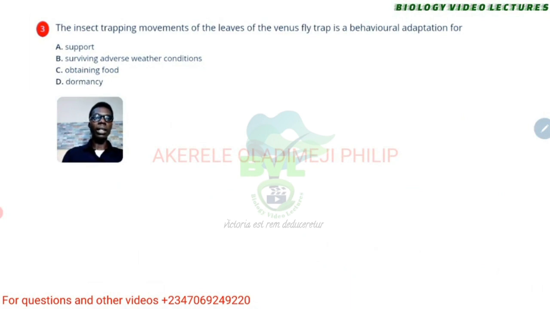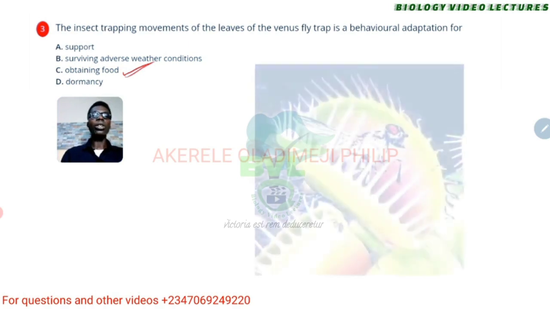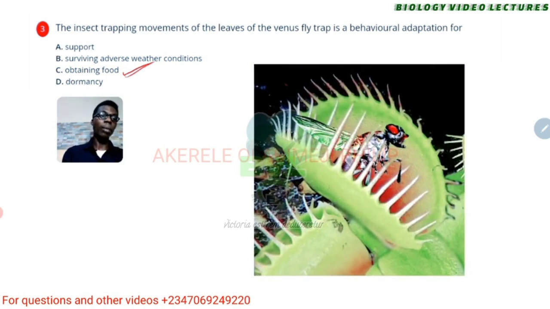Insect trapping movements of the leaves of the Venus flytrap is a behavioral adaptation for survival over adverse condition, obtaining food. The answer is obtaining food. Now, I think at this juncture you need to hear this, please. You need to remember that this is the Venus flytrap that doesn't only feed on flies. I've seen it feed on frogs before, in a documentary, not real life.